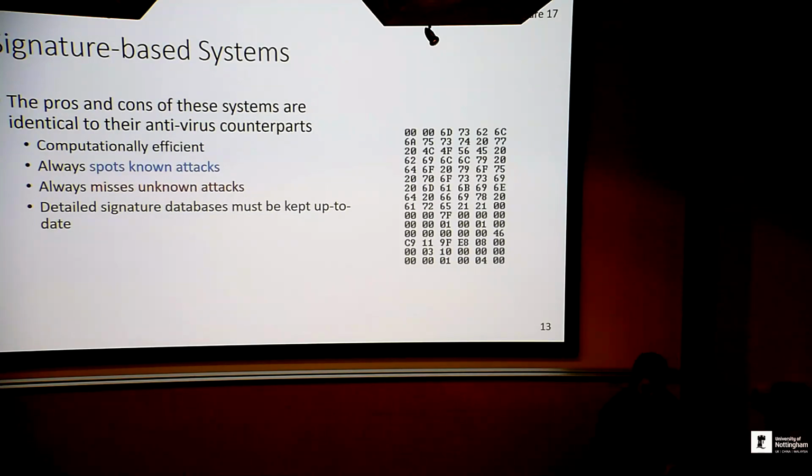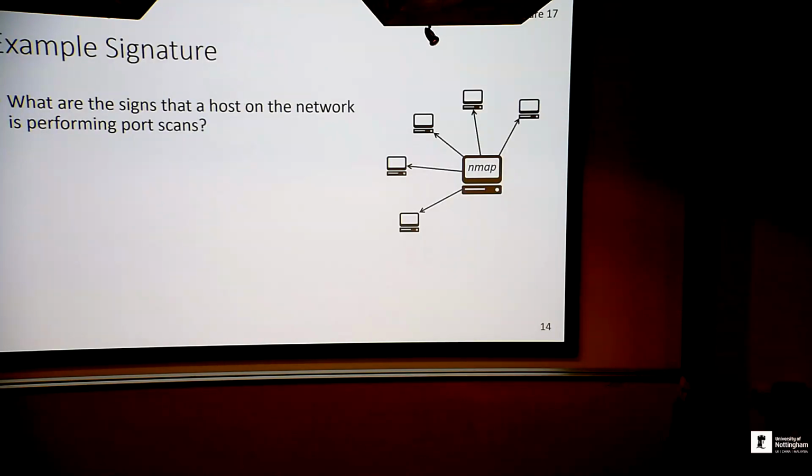Okay. So, what would a signature like this look like? Well, let's use an example of Nmap, because I like Nmap because it's an attack that has a very obvious fingerprint, as it were. So let's imagine that we're Nmapping a network of some description, and somewhere on this network is also an intrusion detection system. What signs could it look for to see whether someone's performing an Nmap scan? Any ideas?